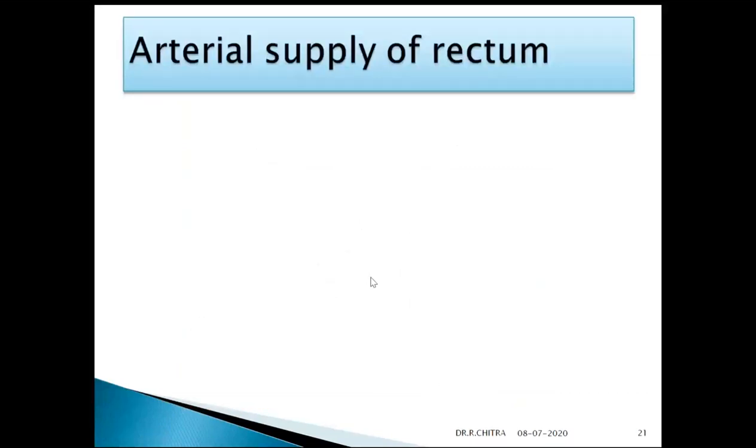So what is the function? Why are these Houston's valves present? What is the importance of these Houston's valves? Rectal valves support the weight of the feces, particularly in man, who has an upright posture. And the valves prevent the passage of an instrument from the anus unless it is carefully passed.